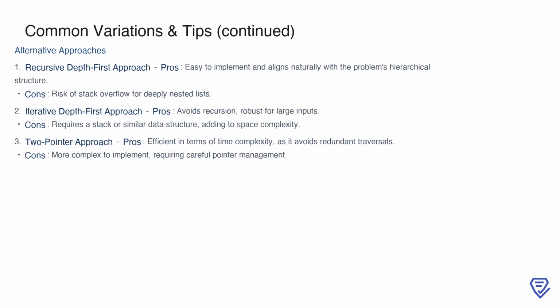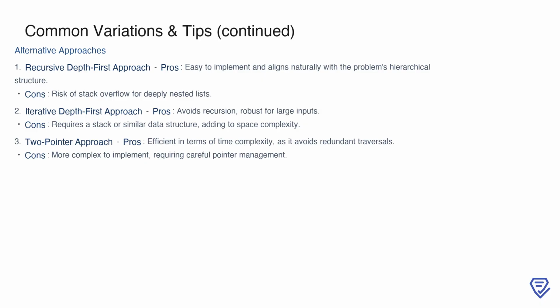Finally, it's useful to consider alternative approaches to solving this problem. The recursive depth-first approach is a natural fit due to the hierarchical structure of the list. It's straightforward to implement but comes with the risk of a stack overflow if the list is deeply nested. If you want to avoid recursion, the iterative depth-first approach is a great option. It eliminates the risk of stack overflow and is robust for handling large inputs, but it does require a stack or similar data structure, which adds to space complexity.